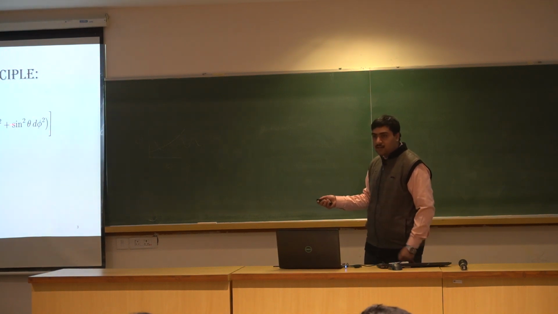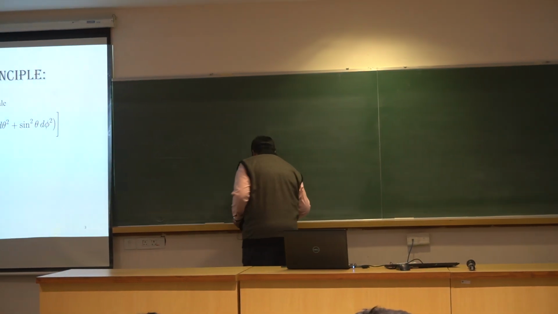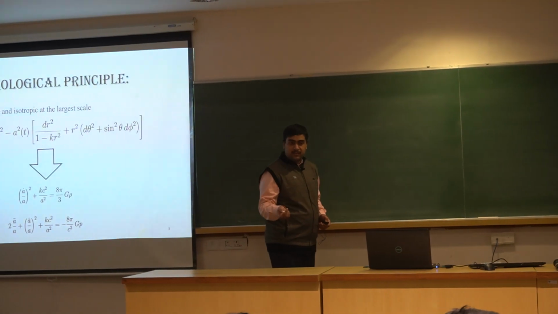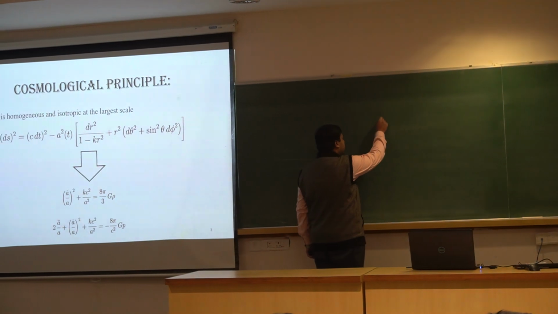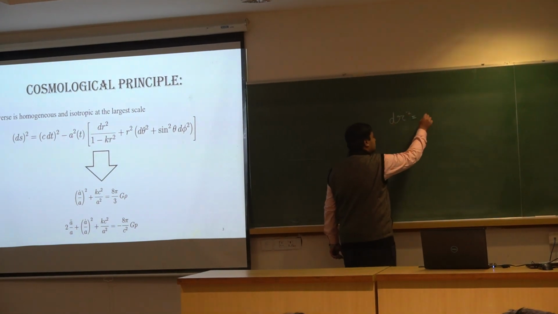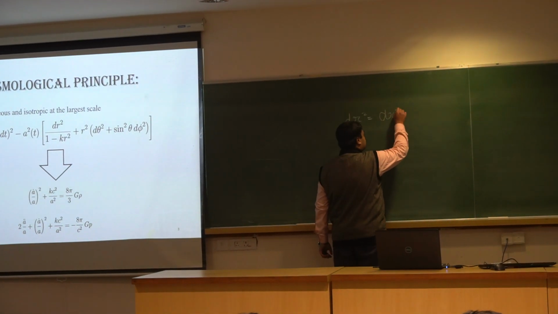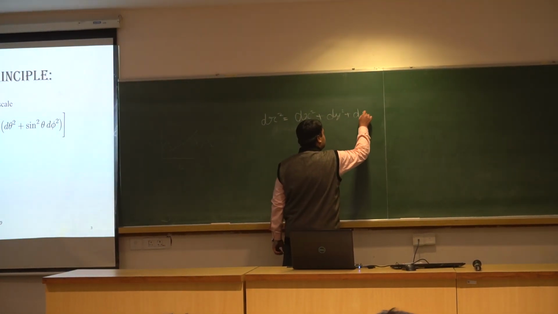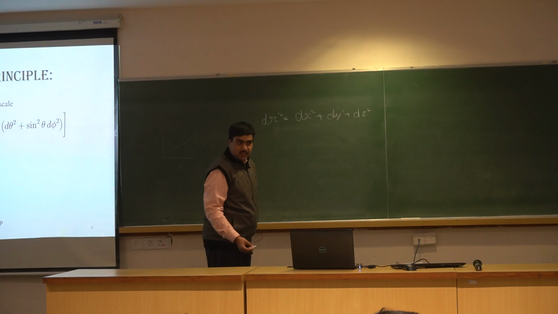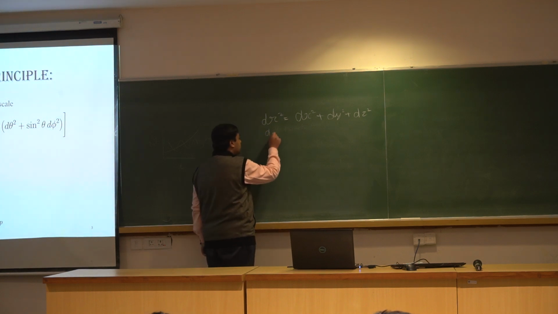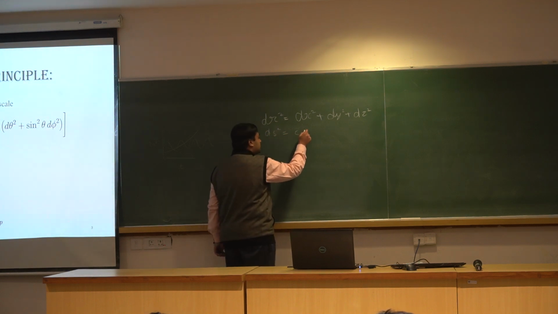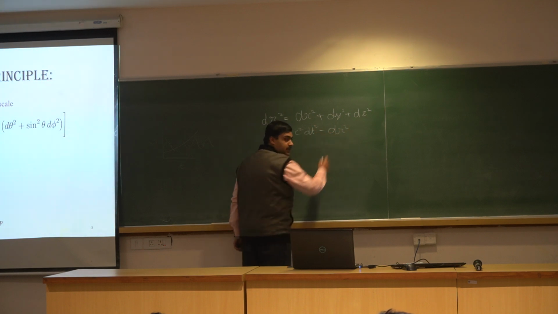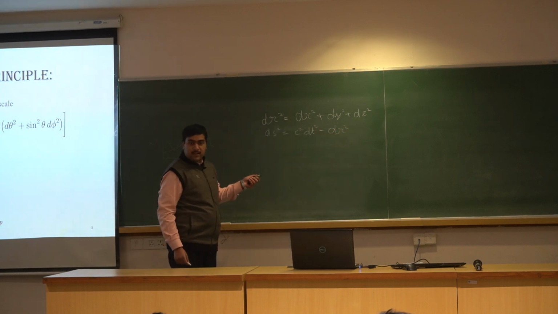If you want to understand it, I presume you have done some basic geometry, right? In Euclidean space, your dr square is just dx square plus dy square plus dz square, correct? In special relativity, you say ds square is just c square dt square minus dr square. This is your Lorentz invariant line element.